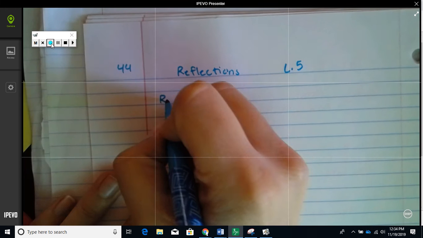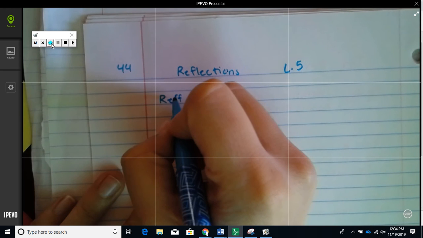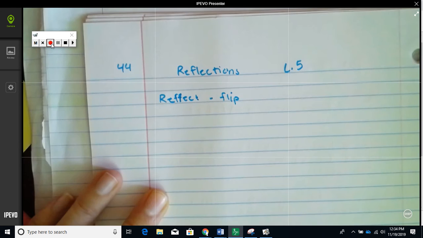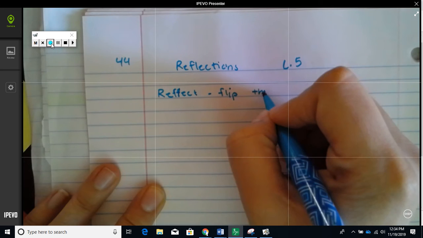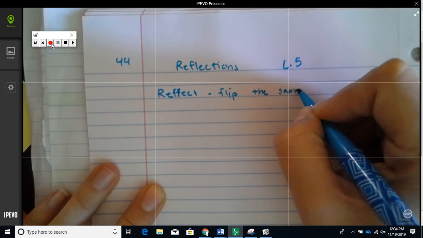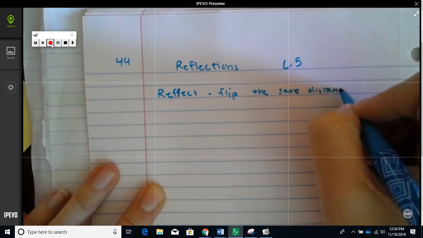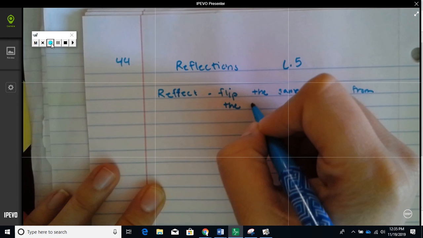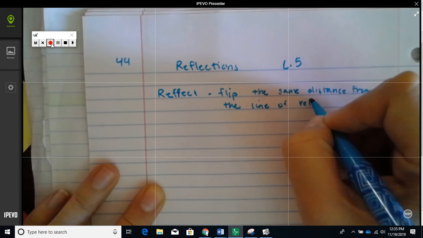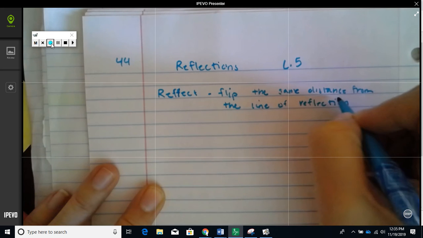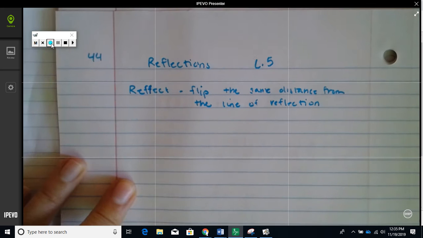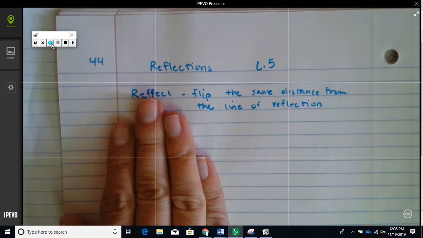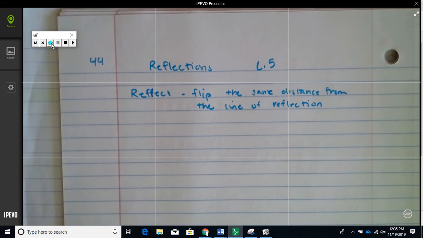So when you reflect something, that means to flip something. It has to be flipped the same distance from the line of reflection. Okay? There are a couple of rules, but essentially what you're doing is flipping something over this way. And I'll show you some examples.